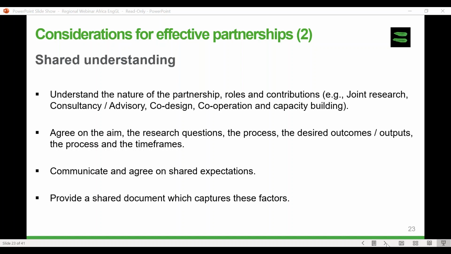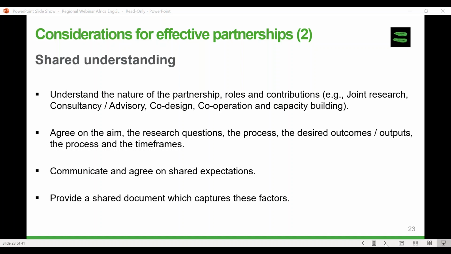Also, the partners need to agree on the research project itself, the aim, the research questions, the process, the desired outcomes, and also the time frames. Often this is where problems arise if there's not agreement on these aspects.